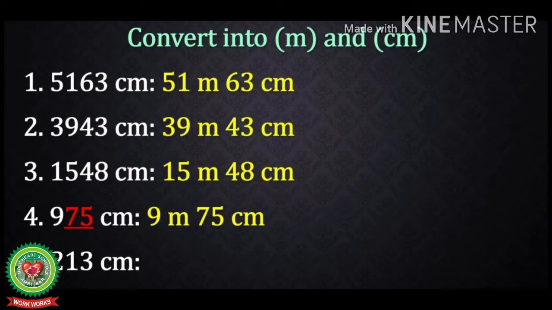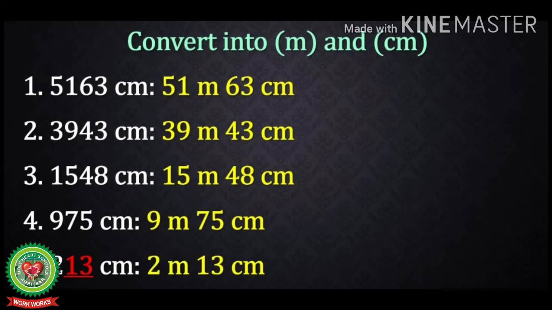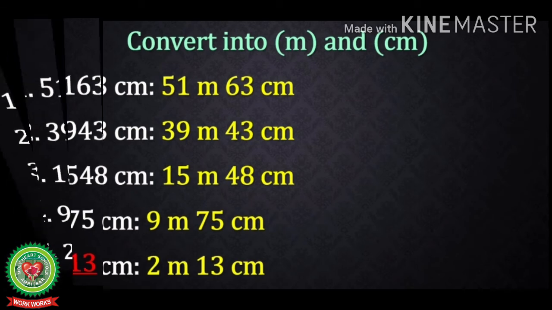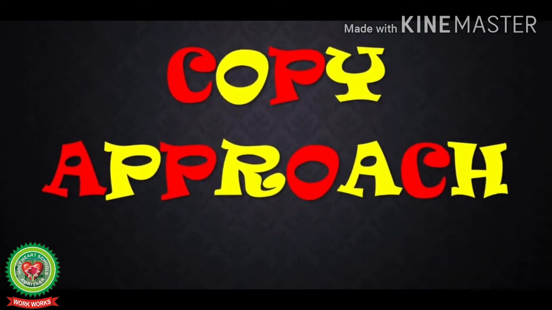Now let us do 213. We will separate the last two digits. What are these? 13. So what will be the answer? The answer will be 2 meters and 13 centimeters. I hope you have understood the topic. But once more we will see the copy approach and understand again.